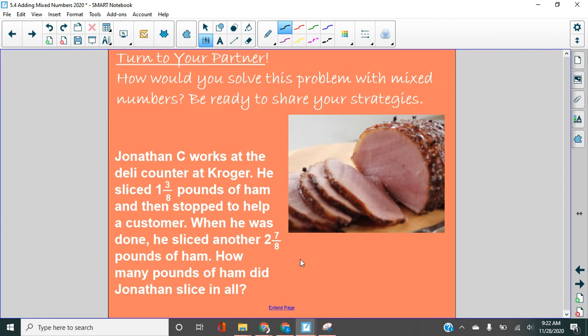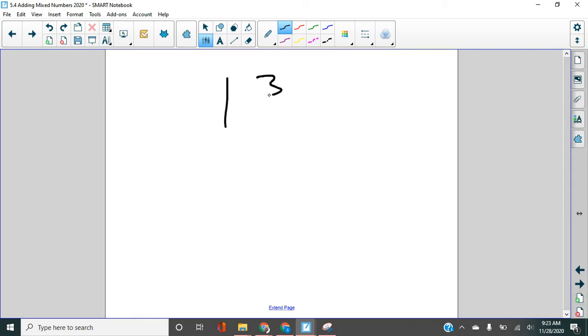Okay, so we're going to be adding. Our whole here is pounds, which is abbreviated LBS, and there's some kind of reason why that I don't quite remember. So we're going to be adding 1 3/8 plus 2 7/8. All right, let's do that. 1 3/8 plus 2 7/8.